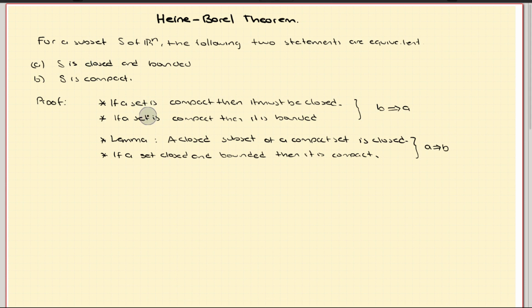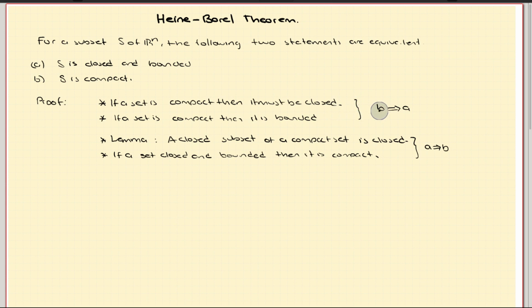And for the proof of it, we will follow these steps. First, we show that if a set is compact, then it must be closed. Here, set always means a subset of the Euclidean space Rn. Okay, don't forget that. And if a set is compact, then it's bounded.